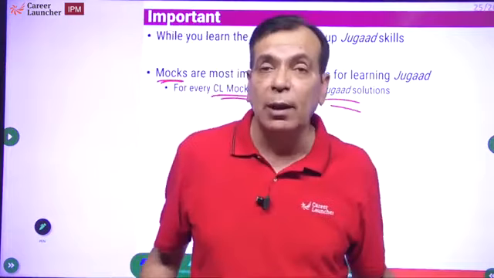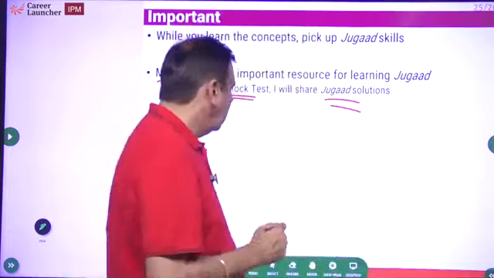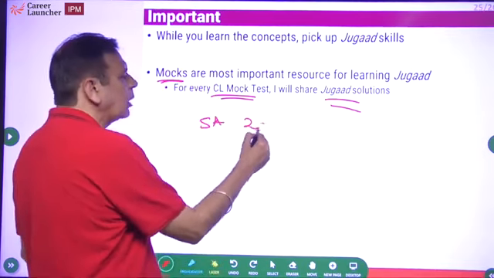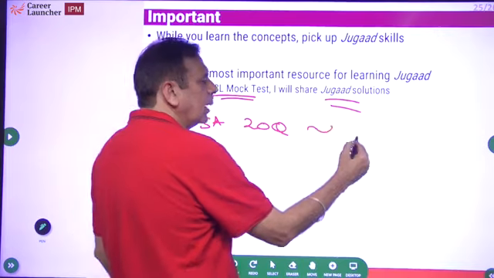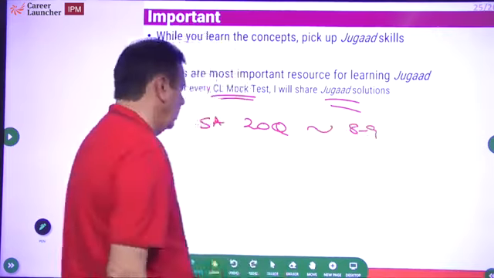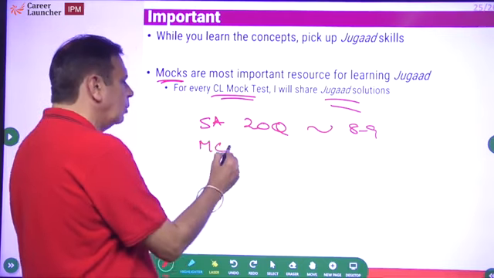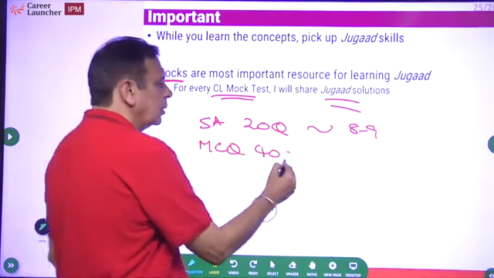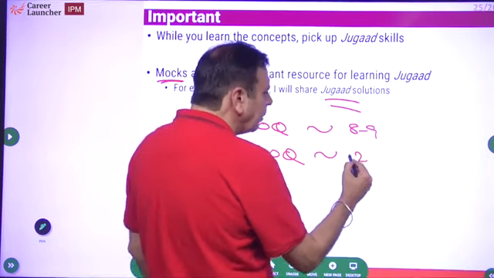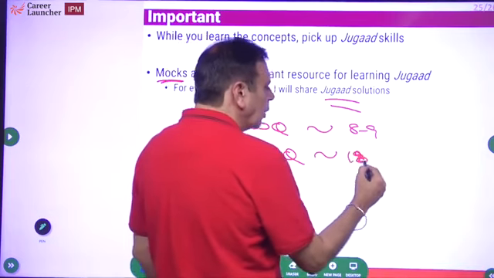Will jugaad solutions be available in all questions? No. If you look at typically, short answer, 20 questions, out of them you will be able to solve maybe about 8 to 9 questions by jugaad. Similarly, if you look at MCQ, out of 40 questions, you will be able to solve about not 20, but let's say 18 odd questions by jugaad.